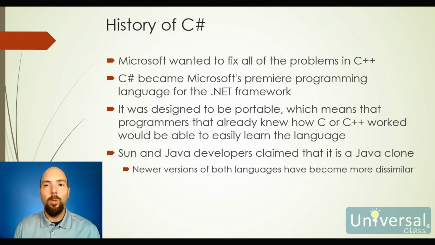It was designed to be portable, which means that if somebody already knew how to develop an application in C or C++, then they understood the basic constructs of all the syntax for C#, and it would make it really easy for these people to learn it and then also be able to take the application and port it to other languages. Now, Sun and Java developers claim that it is a clone of Java, but over the years, the two of them have actually gone their different ways. They've become very dissimilar to each other, but they still share the common object-oriented programming language environment.